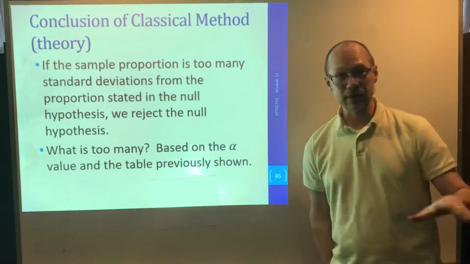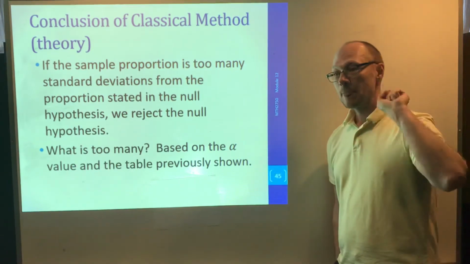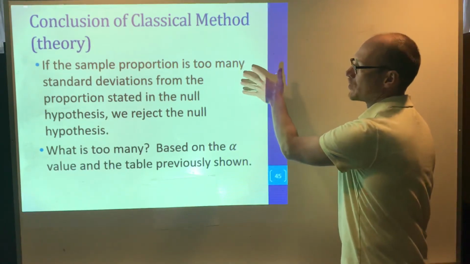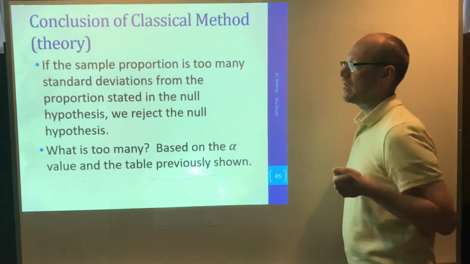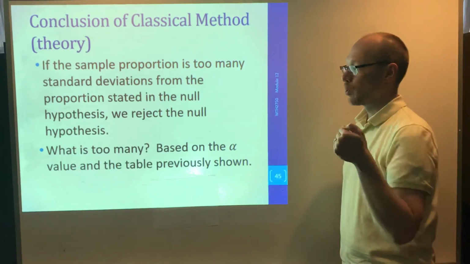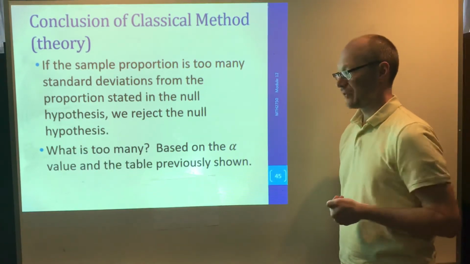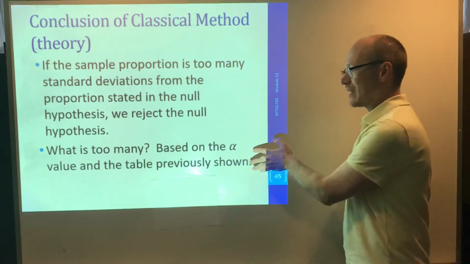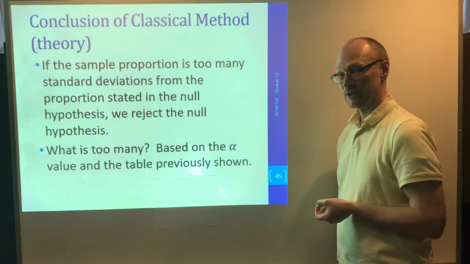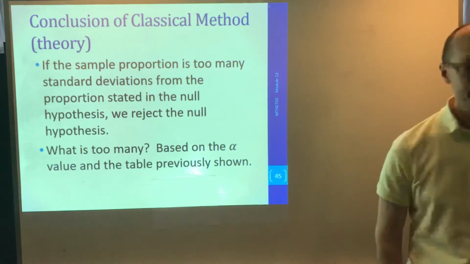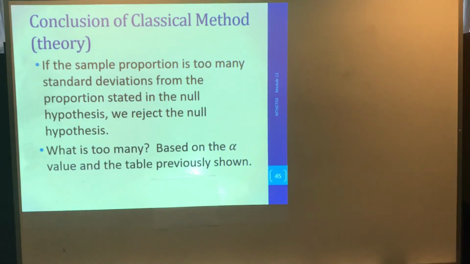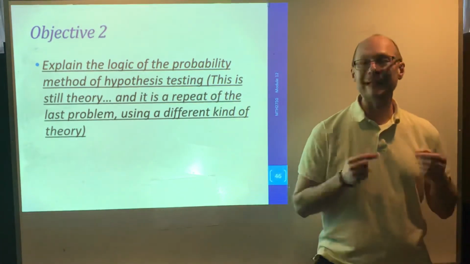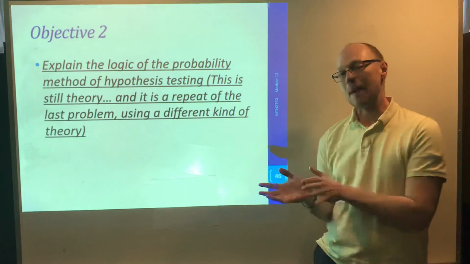This is a conclusion. That this kind of summarizes the classical method, method number one. If the sample proportion is too many standard deviations away from the proportion stated in the null, then we reject the null. What is too many standard deviations? That's all based on the alpha value and the table previously shown. Okay? All right.